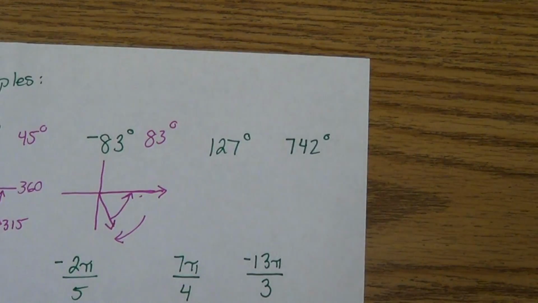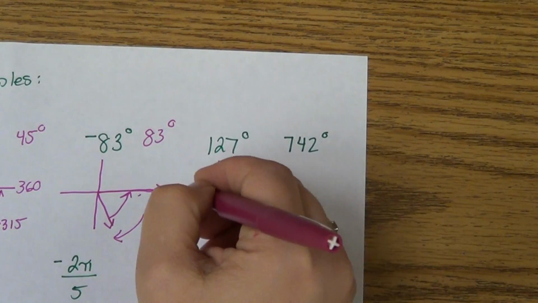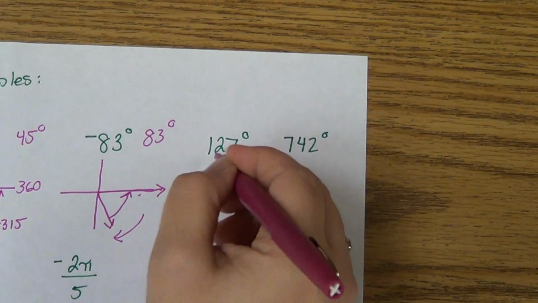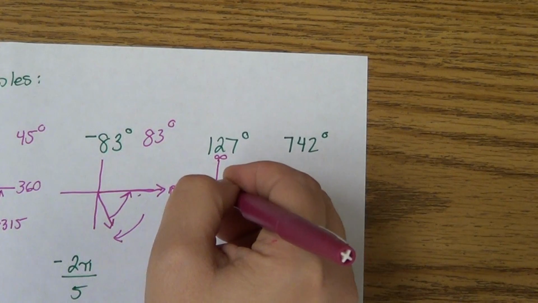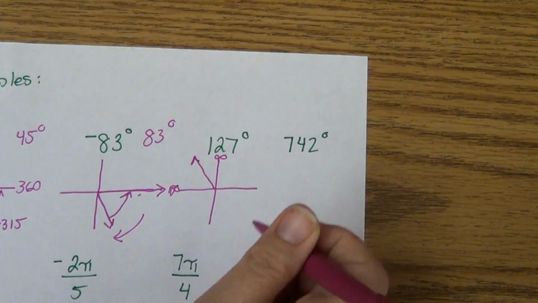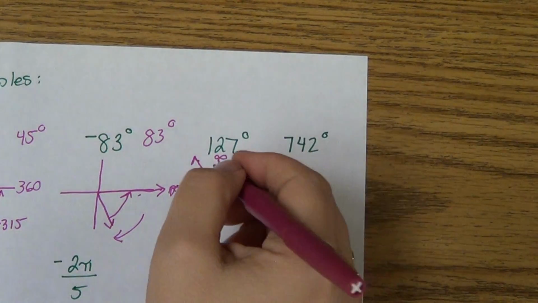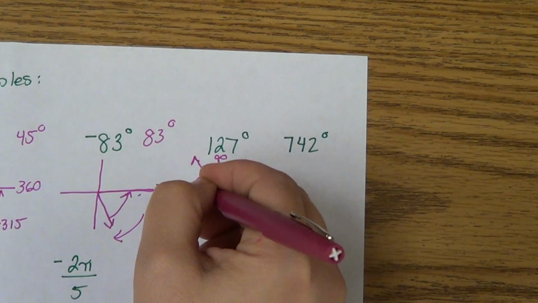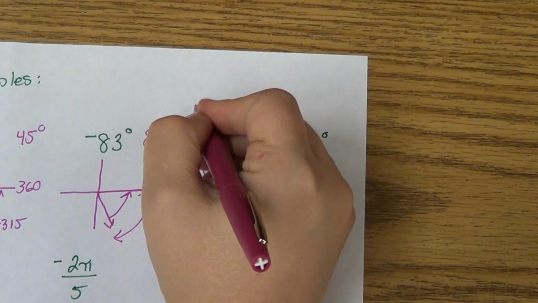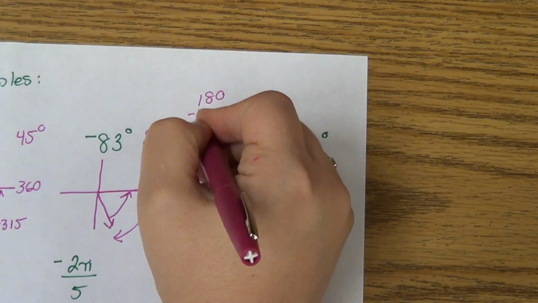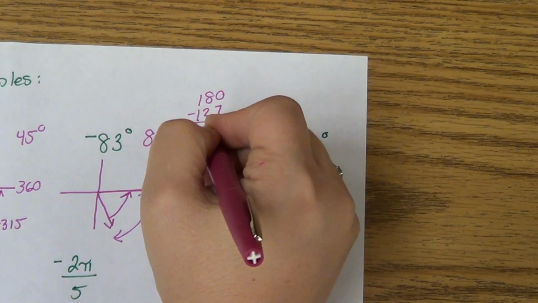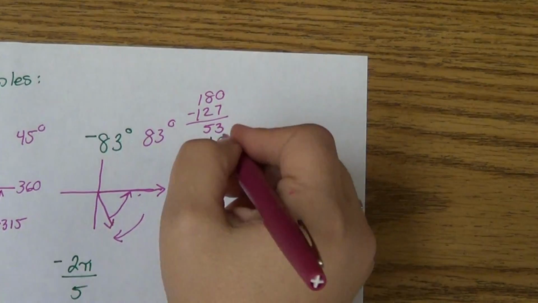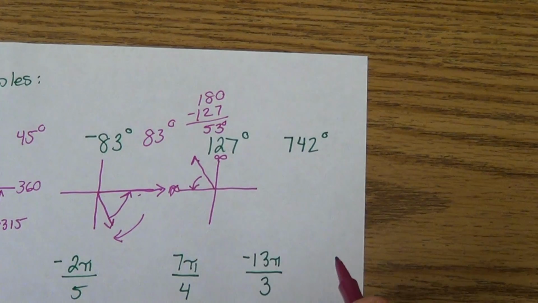All right, 127. So there's 90, there's 180, 127 is going to be up there. So which way do we want to go? We either go this way or we go this way. This way's faster. So we're going to go that way. So 180 minus 127 is 53 degrees. So our reference angle for 127 is 53 degrees.